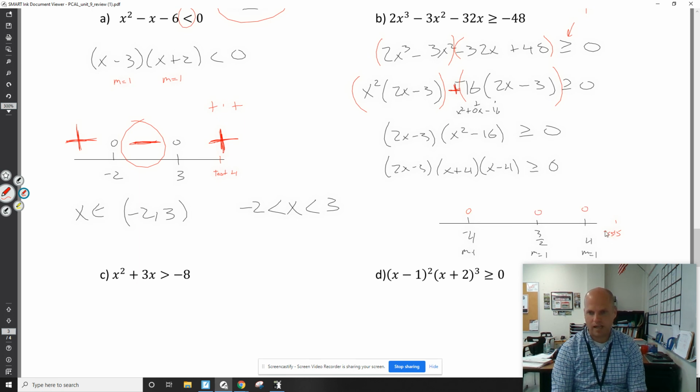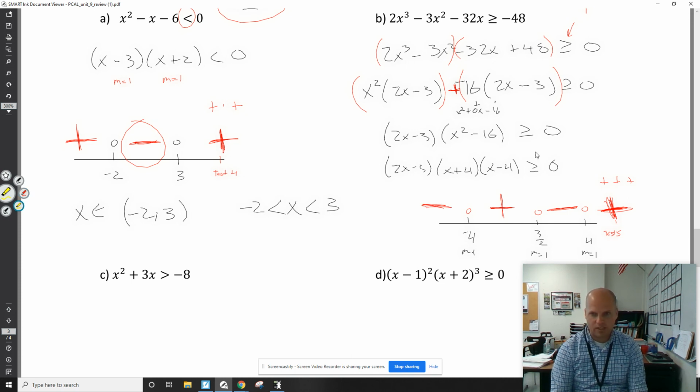I'm going to test 5. That says test 5. 5 times 2 is 10 minus 3, positive. 5 plus 4 is a positive. 5 minus 4 is a positive. All positives. This is going to be positives, and all of my values are going to be positives. That's what my graph will look like. It'll pass through 4 and go up towards positive infinity. I will change signs everywhere else because of the multiplicities of my zeros.